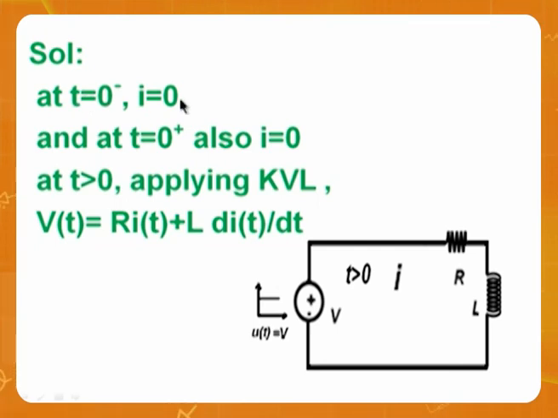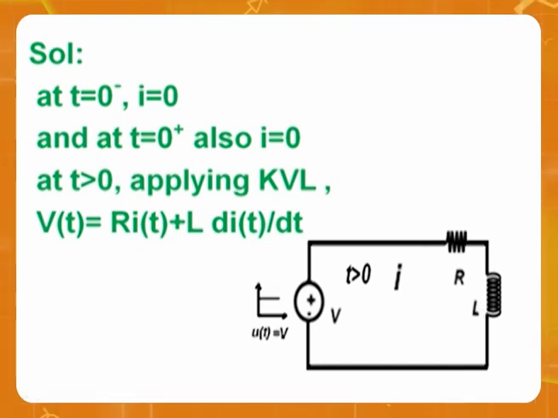for t equal to 0 minus, i is 0. Why? Because the inductor could not develop any current. Then if i is 0 for t equal to 0 minus, i is also 0 for t equal to 0 plus. Why? Because an inductor cannot change its current instantaneously. Now let us take t greater than 0 and apply KVL. What's the KVL here? V of t equals R i plus L di by dt.